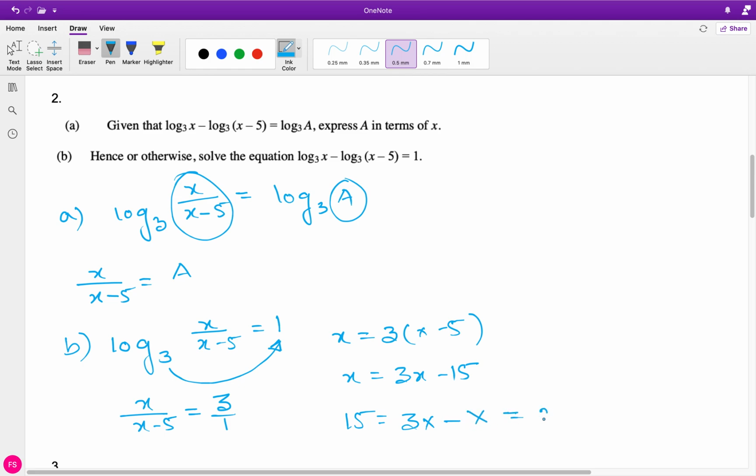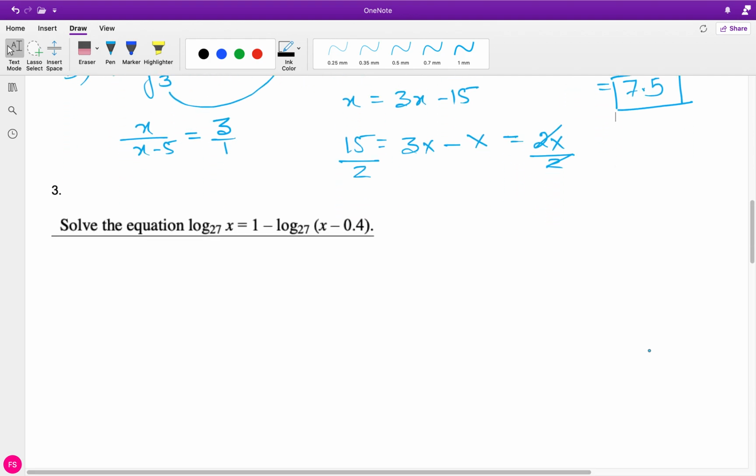So 15 equals 2x. If you want to solve for x, you have to divide both sides by 2. 2 and 2 get cancelled out. That means our x is just equal to 15 over 2. That will give us 7.5. So this is our answer for this question. Let's move to number 3.